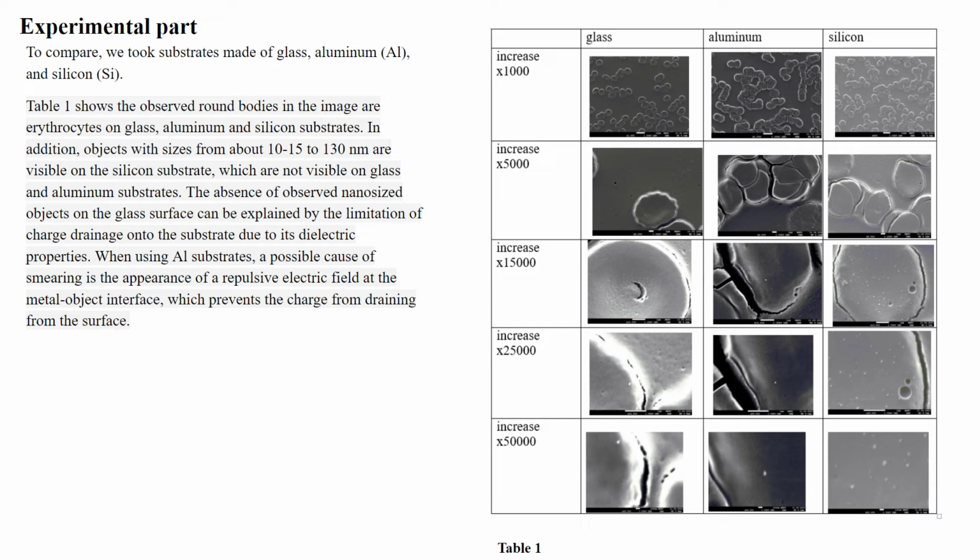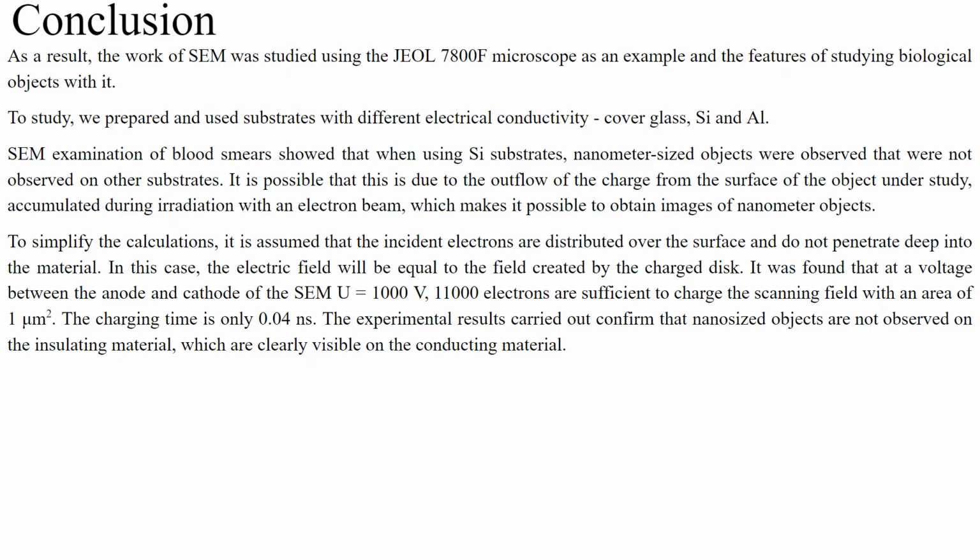When using aluminum substrates, a possible cause of smearing is the appearance of a repulsive electric field at the metal-object interface, which prevents the charge from draining from the surface. Conclusion: SEM examination of blood smears showed that when using silicon substrates, nanometer-sized objects were observed that weren't observed on other substrates. It's possible that this is due to the outflow of the charge, accumulated during irradiation with an electron beam, from the surface of the object under study, which makes it possible to obtain images of nanometer objects.